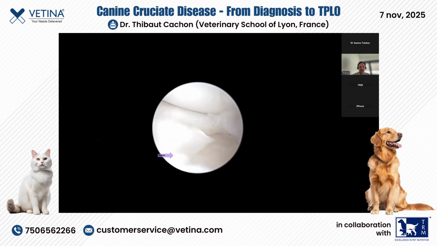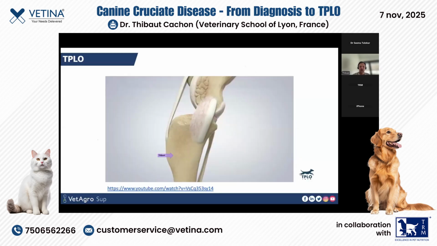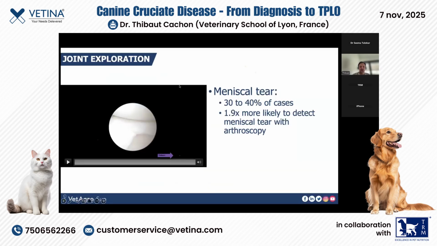If you miss this tear, you will get some lameness at the end of the TPLO. You will get a poor outcome after surgery. I think that it's clearly more interesting to do it in all the cases with arthroscopy because there is a meniscal tear in 30 to 40% of the cases of cruciate disease. And arthroscopy with probing of the meniscus will give you a better chance to diagnose the meniscal tear. You are almost twice as likely to detect the meniscal tear with arthroscopy compared to an arthrotomy.